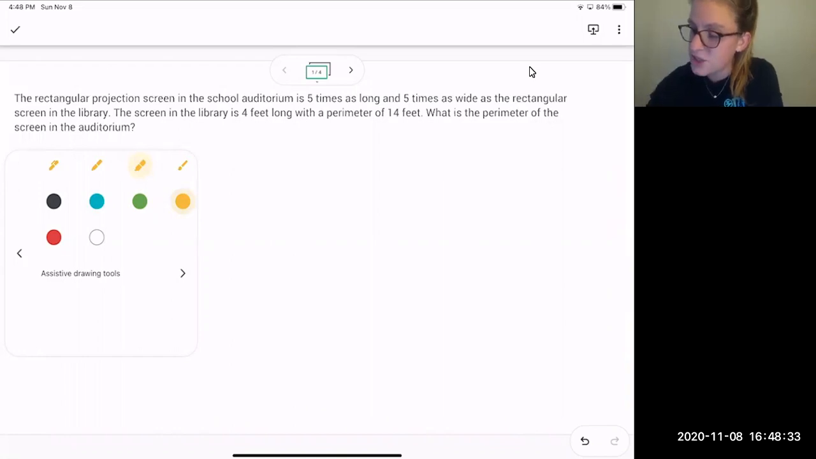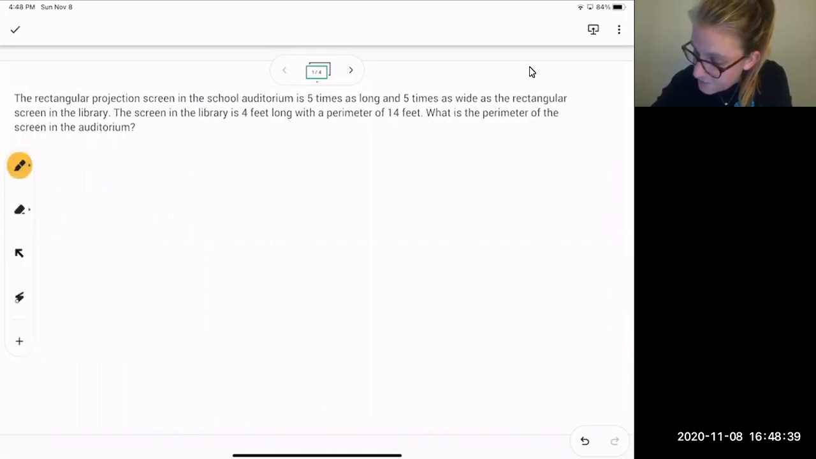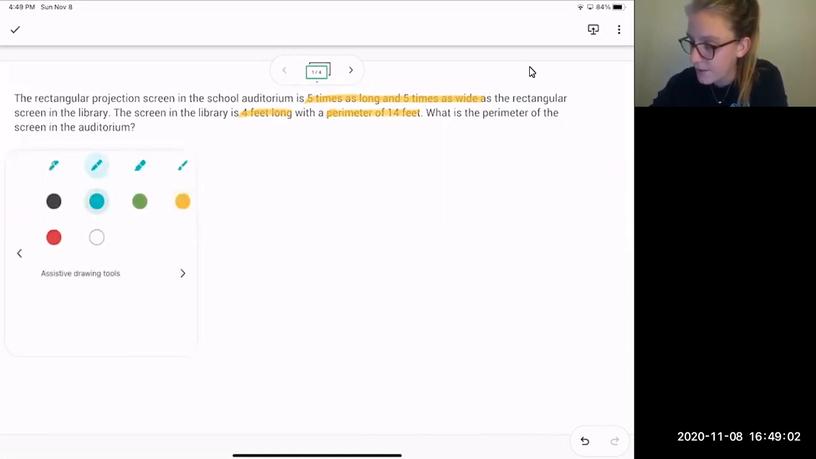The rectangular projection screen in the school auditorium is 5 times as long and 5 times as wide as the rectangular screen in the library. Okay, the screen in the library is 4 feet long with a perimeter of 14 feet. What is the perimeter of the screen in the auditorium? I'm going to underline that sentence.